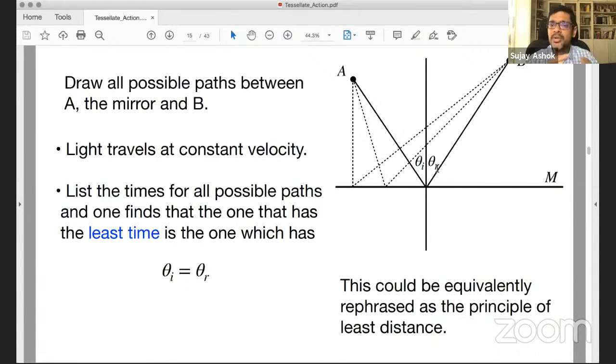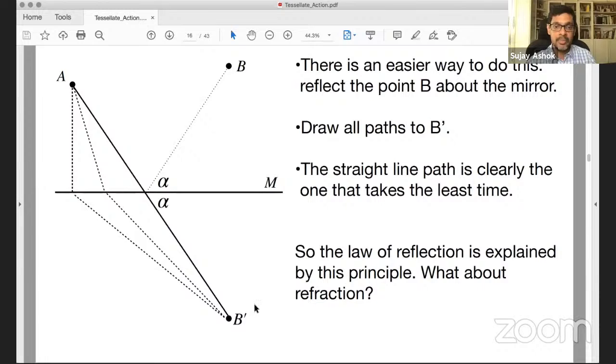Okay. So you can ask, how do you know this is true? Well, there's a very simple way to see how this works, which is to just fold this diagram outward. As in, you reflect B about the mirror. And what we end up with is this figure. I've just reflected B to B prime. Now I want to reach from A to B prime. Forget about M. Now I only have air here. And the shortest distance between 2 points is a straight line. All these other paths clearly have larger distance, and so light will take larger time to get to B prime.